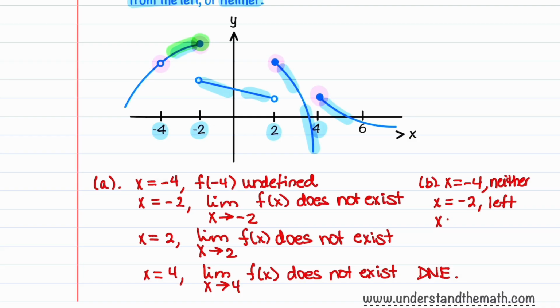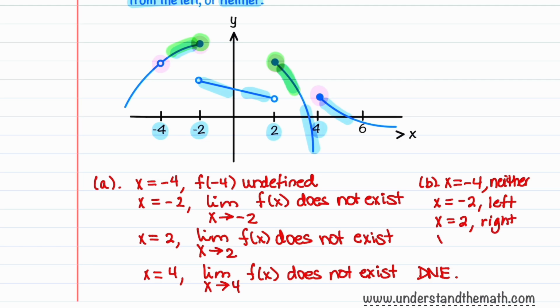Now we go to x is equal to 2. Let's go back up to our graph and look at 2. Our function value is defined here. This limit is equal to the function value, so it is continuous from the right. So we'll put right down here.